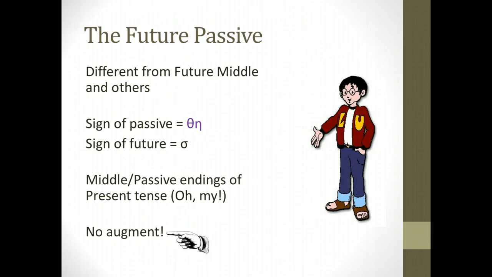And how will you know then that it is a future rather than an aorist? What's your other clue? Well, of course, the future will have no augment. So let's take a look at those right now.